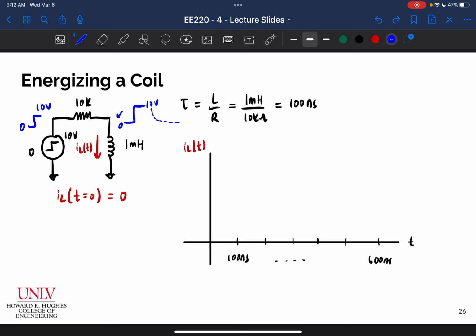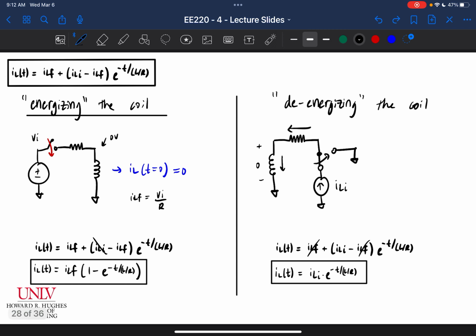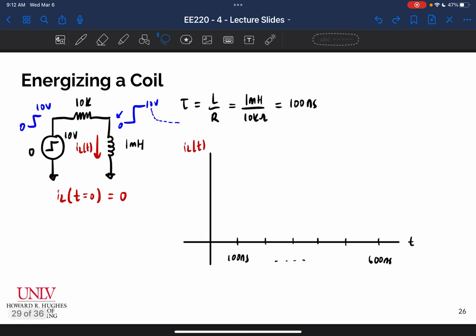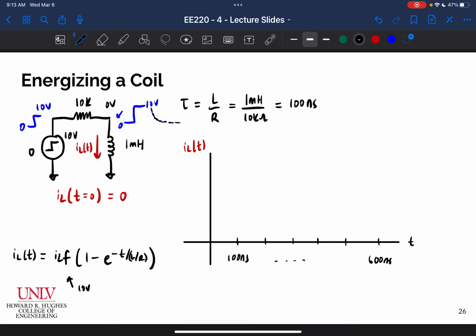Let's go back a slide and pull in our energizing the coil equation. We can use this equation to write it out. IL of t is equal to IL final. Let's figure out what IL final is. If you remember correctly, this is going to bleed off to 0. So in the final case, I'm going to have 0 volts here and 10 volts on the other side. So I'm going to have 10 volts minus 0 divided by 10K, or 1 milliamp. That's my IL final.